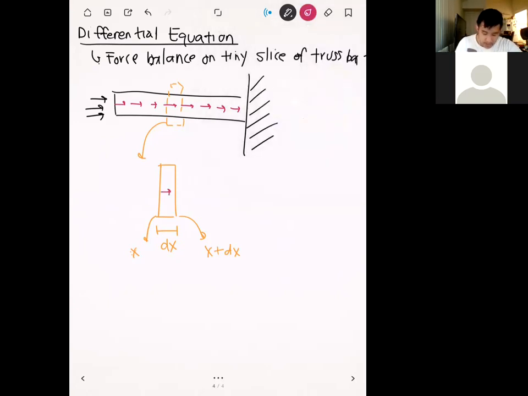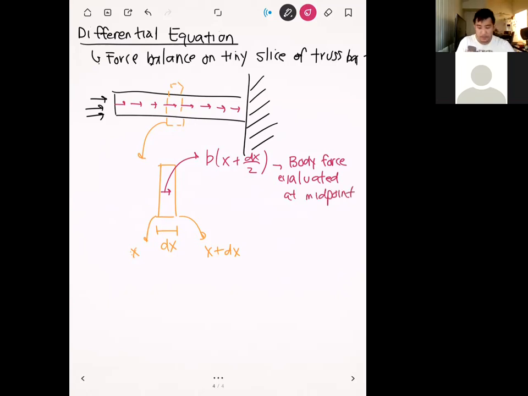And so inside this tiny element, we have our body force. What we're going to do for our body force is evaluate that at the midpoint of our tiny slice right here. And so this b at x plus dx over 2 is simply the body force evaluated at the midpoint. That's why we have the x plus dx over 2.